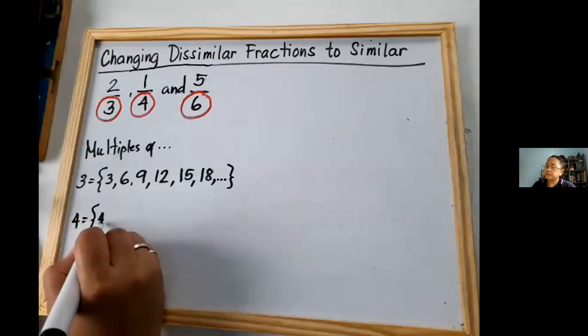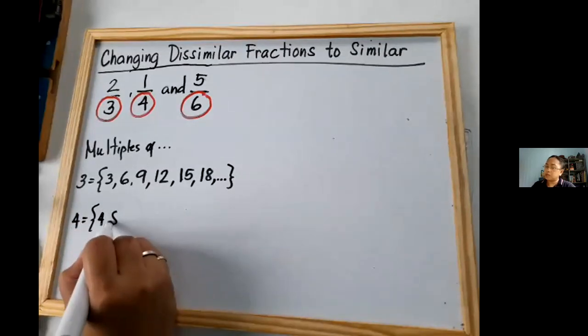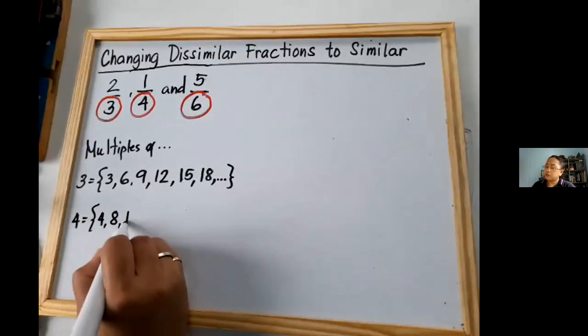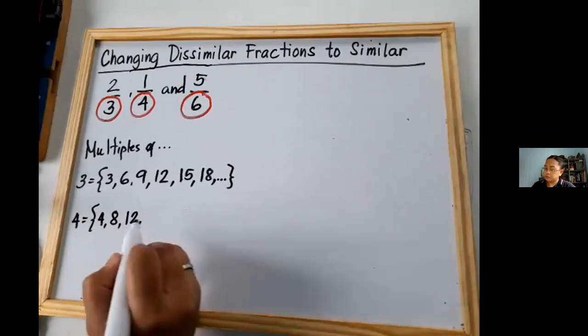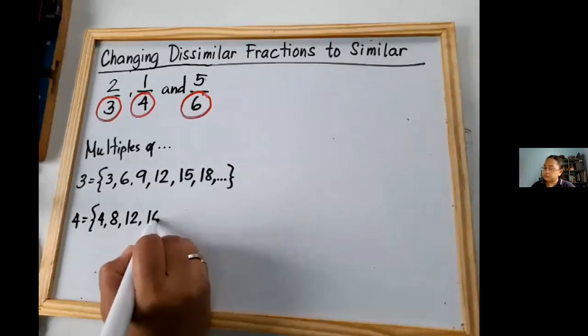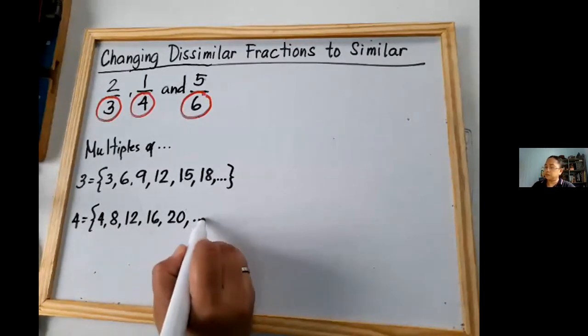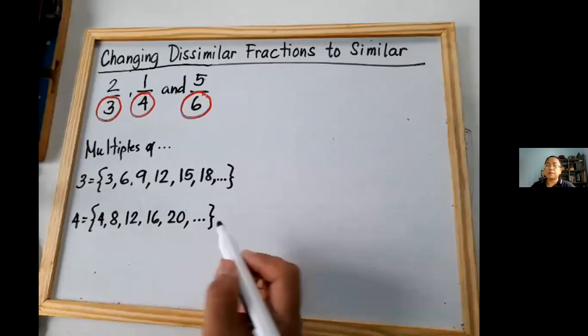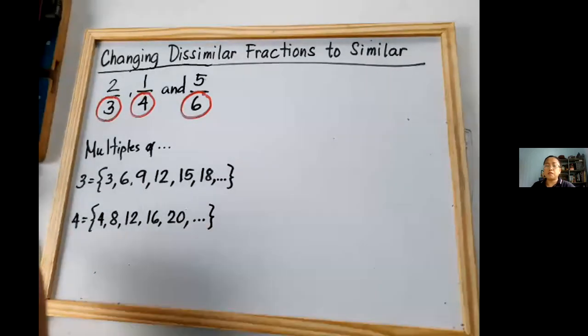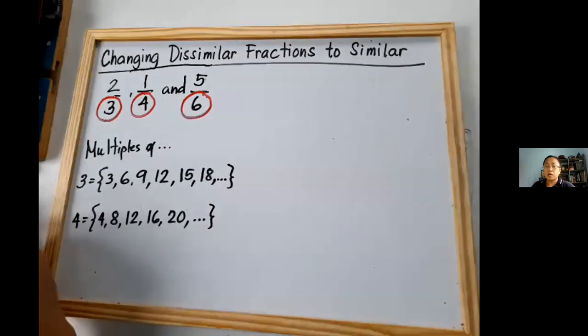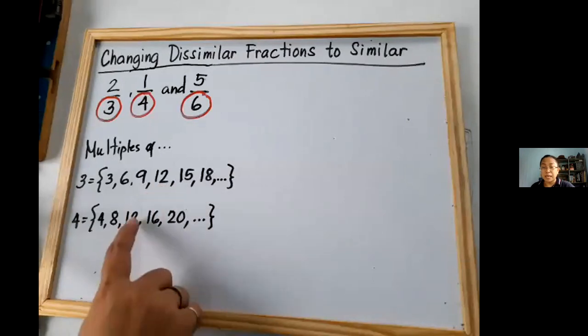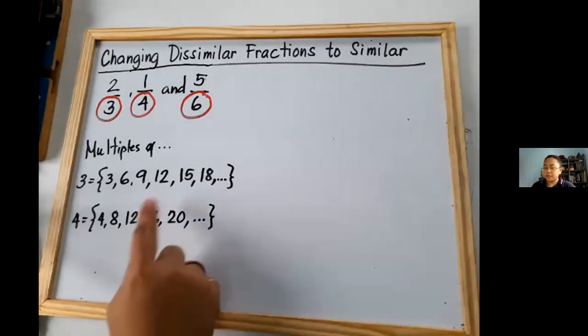Then we'll have multiples of 4. We have 4, 8, 12, 16, 20, and so on. Okay, tignan nyo ha, doon palang sa paglilista natin ng multiples ng 3 and 4, may magkapareho na. Okay? Ano yung magkapareho? We have 12. So tignan natin kung pagdating doon sa pangatlo, yun yung pinakamaliit.